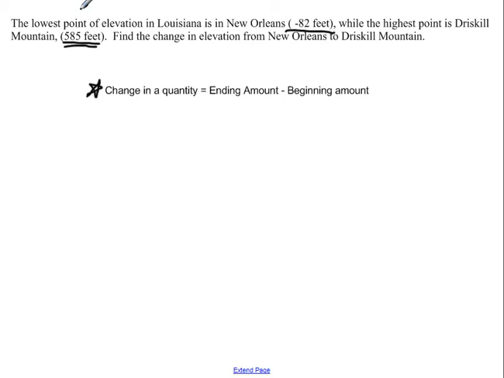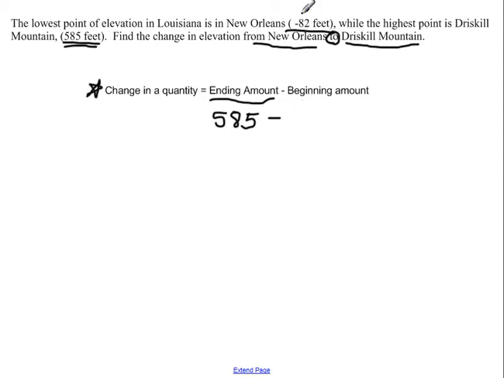So we see when we're finding the change, we're looking for the change in elevation from New Orleans to Driscoll Mountain. So that means that we're going to start in New Orleans, we're going to end up at Driscoll Mountain. So if we're ending up at Driscoll Mountain, that means that Driscoll Mountain's elevation is our ending amount. Okay, so we know that the elevation of Driscoll Mountain is 585 feet. And then we're going to subtract the beginning amount here at New Orleans is negative 82 feet.